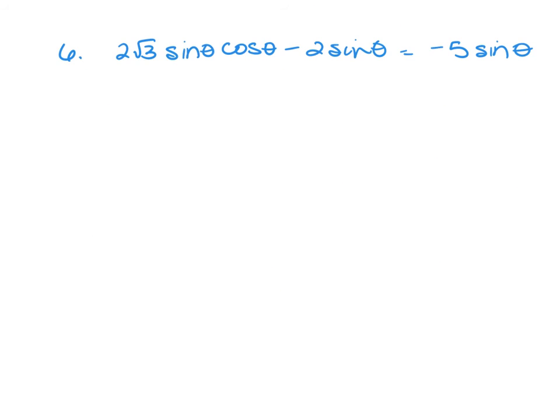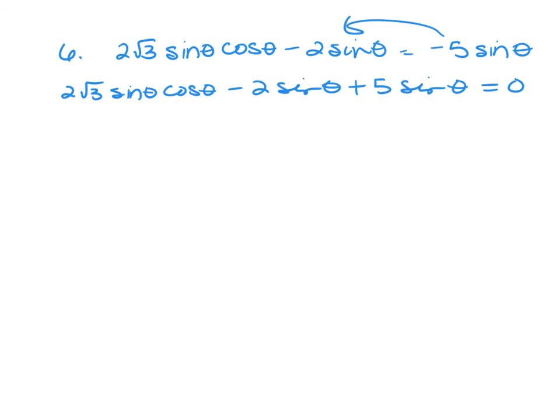There is no sine squared or cosine squared, so we're going to move everything to the left side of the equation. We have 2 root 3 sine theta cosine theta minus 2 sine theta plus 5 sine theta equals 0. I just moved this guy to that side of the bridge, making it a plus. And now I can combine those last two, so I have 2 root 3 sine theta cosine theta plus 3 sine theta equals 0.